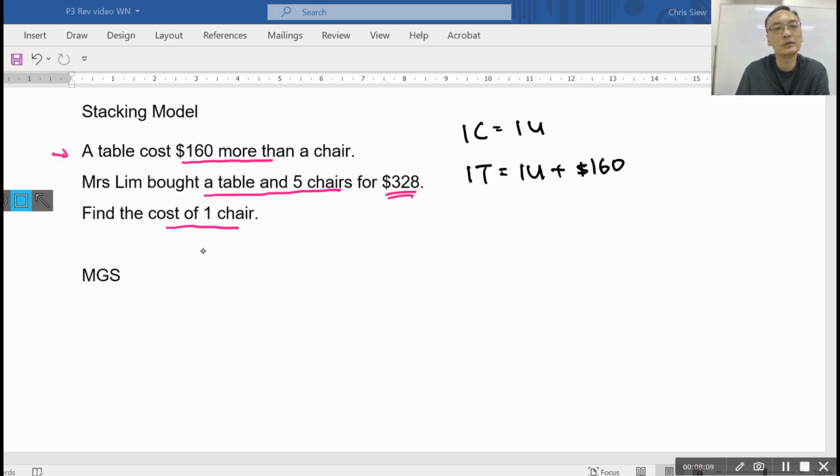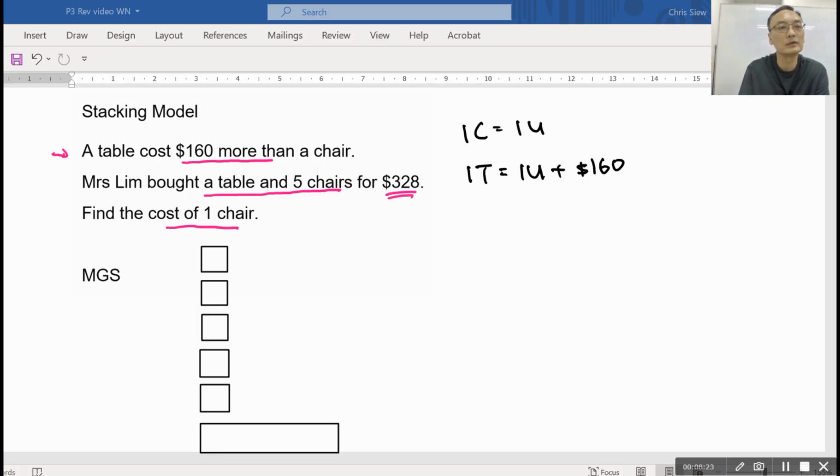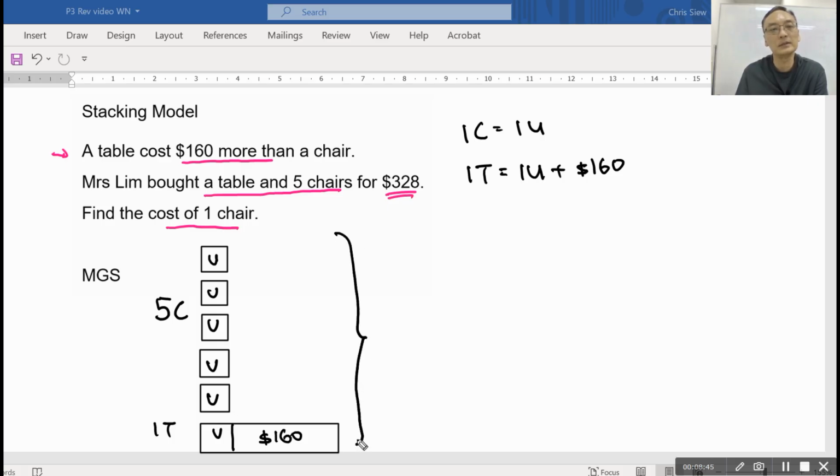So we have 5 chairs. We know that each chair is 1 unit. So we draw 5 units over here: 1, 2, 3, 4, and 5. And we have a table. Remember, table costs more than the chair. So this is where we have our 5 chairs and 1 table. So this 1 table is 160 more. So let's put it over here, 160 more than the chair. So each of these will be 1 unit, as we mentioned over here. The total of this set of items is equal to 328.